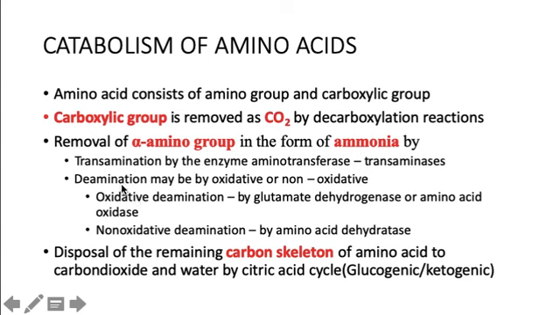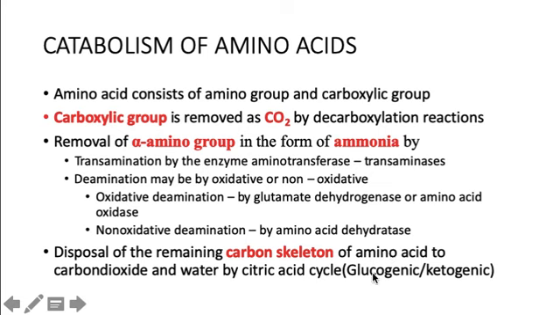Then we have the deamination reactions, which can be oxidative or non-oxidative. Oxidative deamination is by glutamate dehydrogenase or amino acid oxidase. And then one more, the non-oxidative deamination by amino acid dehydratase enzyme, right? Now what happens to the carbon skeleton of the amino acids? It leads to the formation of carbon dioxide and water by the TCA cycle, either by the glucogenic or the ketogenic amino acids.